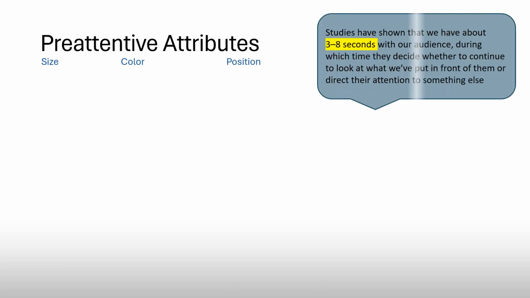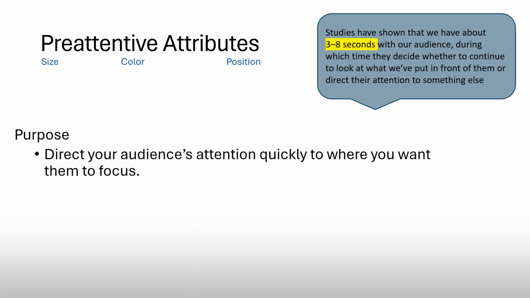The 3 pre-attentive attributes covered in this chapter are size, color, and position. Keep in mind that you have a maximum of 3 to 8 seconds to focus your audience's attention and to hold that attention. Otherwise, the audience will move on. That is why we use size, color, and position to grab them in the first 3 to 8 seconds.